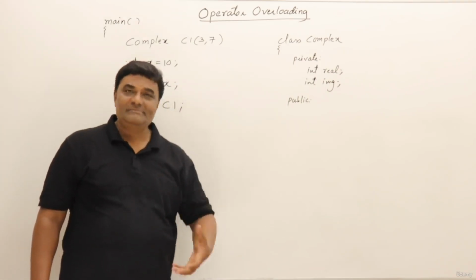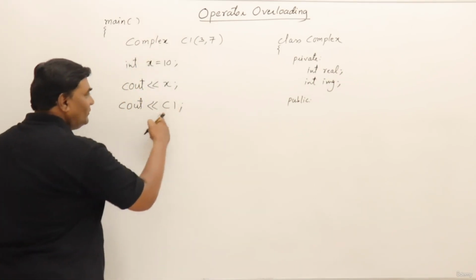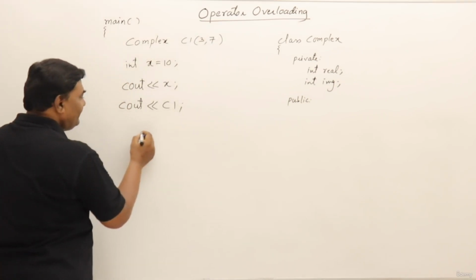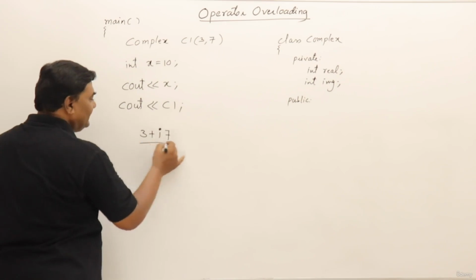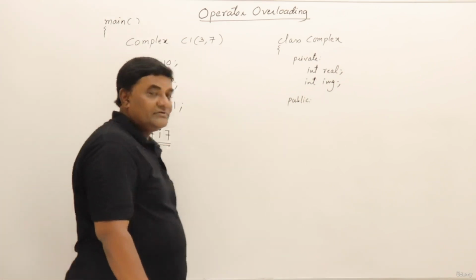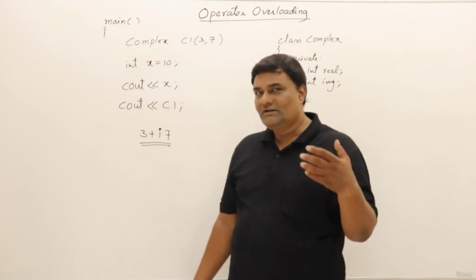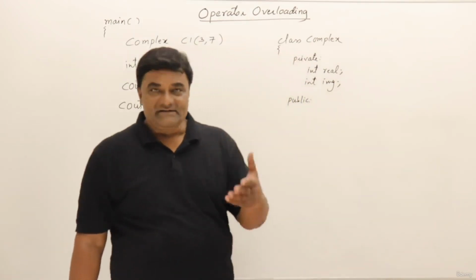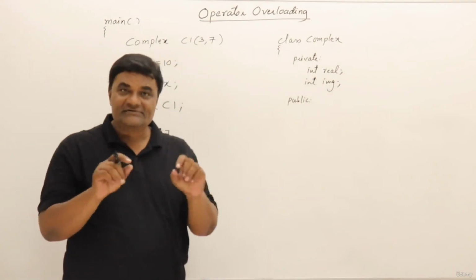Then how about displaying my own objects? When I say cout c1, what do I want? If c1 is 3, 7, the result I want on the screen is 3 plus i7. I want the output like this. C++ doesn't know how to display a complex number, so can't I overload this insertion operator? Yes. Now let us first write one function for displaying this.